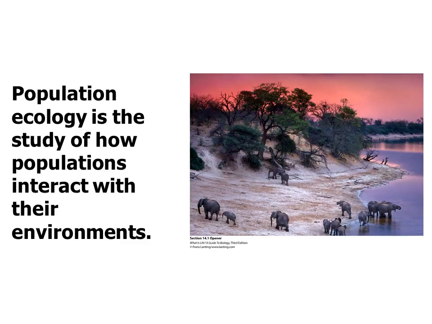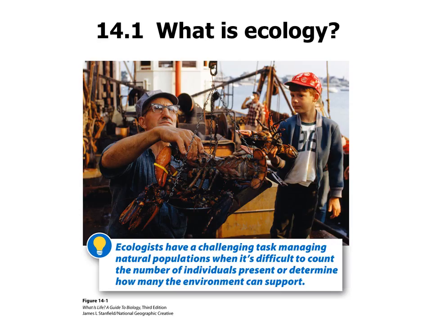When I say population ecology, what I'm talking about is the study of how populations interact with their environments. This example here is showing you how ecologists have a challenging task managing natural populations, especially when it's difficult to count the numbers of individuals present or determine how many the environment can support. This is an example with lobsters, which obviously taste delicious.